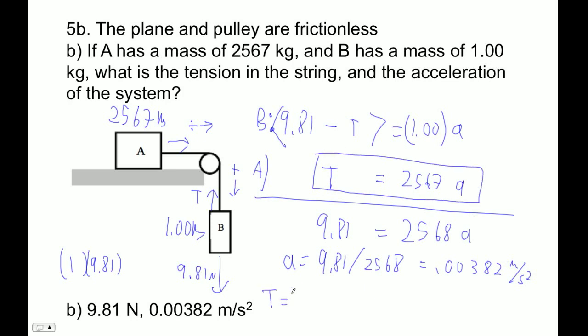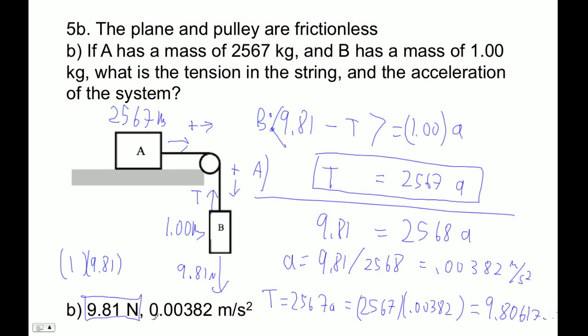So tension is 2567A, which is 2567 times 0.00382. So I'm just simply going to go times 2567. Since 2567 is remarkably similar to 2568, of course we're going to get that the force is 9.80617, etc., which essentially is 9.81 newtons.